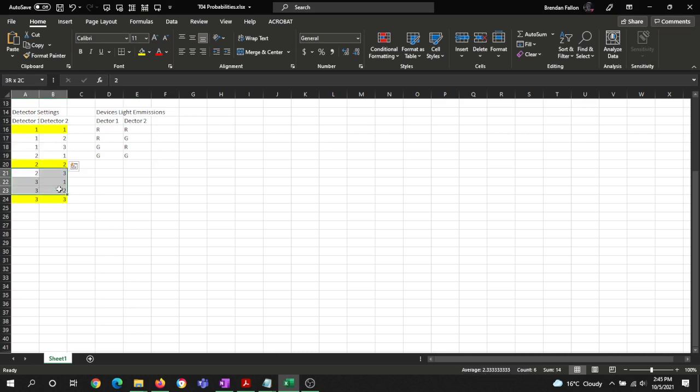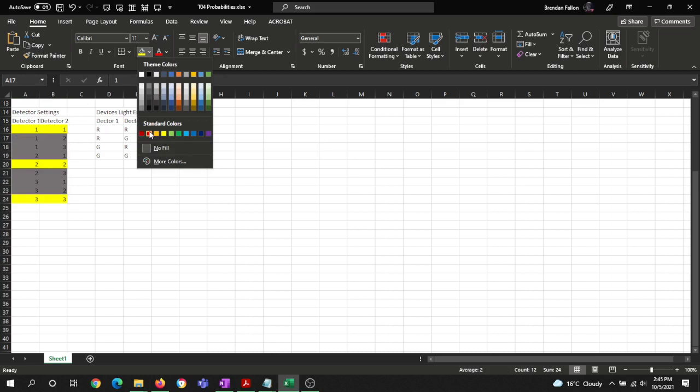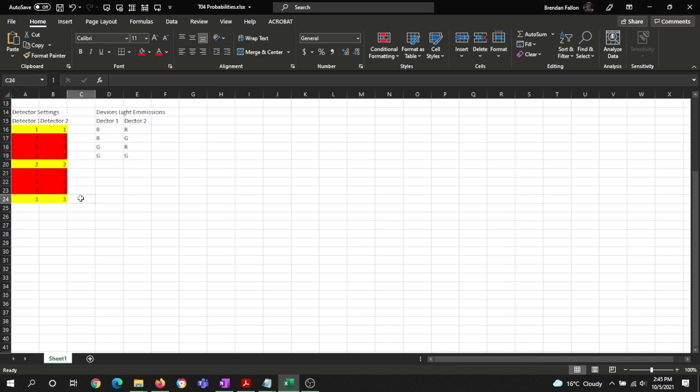So through those different combinations, I will put them in red. Anything in yellow should be the same no matter what. And anything in red should flash the same color 1/4 of the time. So yeah, here.